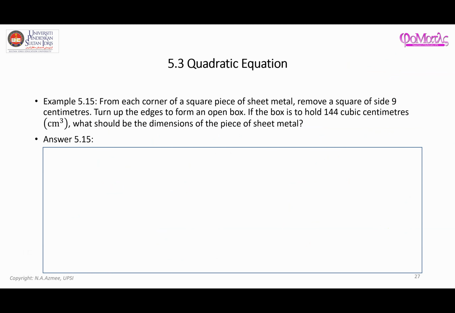Now this is the last example in this video. From each corner of a square piece of sheet metal, remove a square of side 9 centimeters. So you can imagine having a square piece of sheet metal. So from each corner remove a square of side 9 centimeters. So we are going to remove a corner which is also a square, and this is 9 centimeters. This is also 9. So similarly you go for each corner.